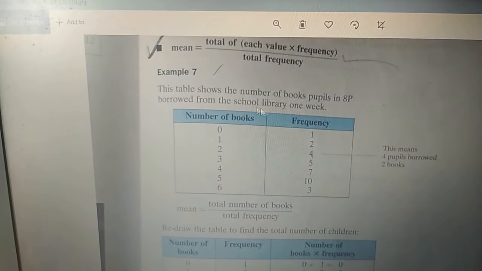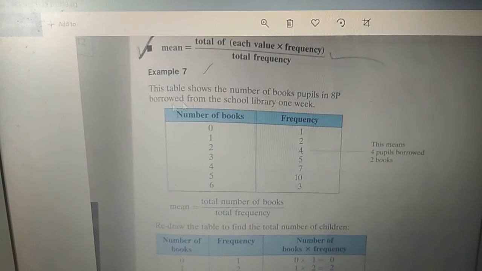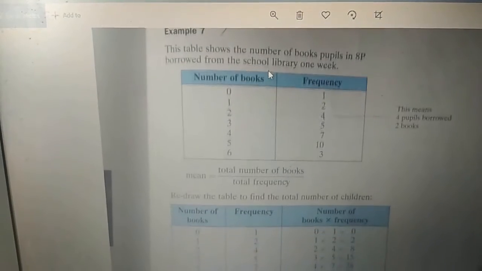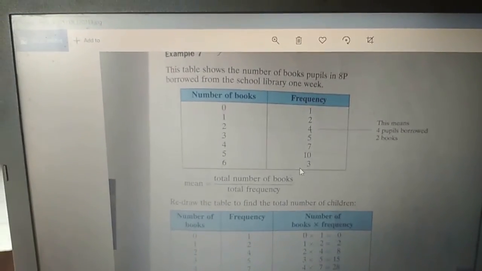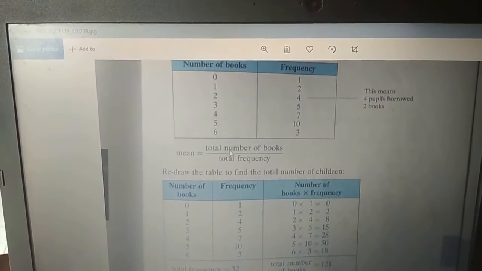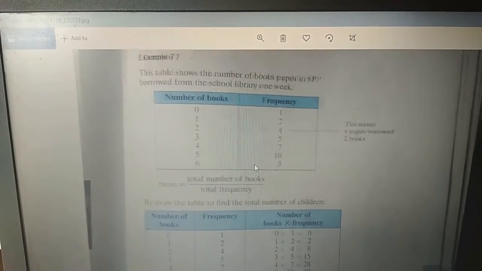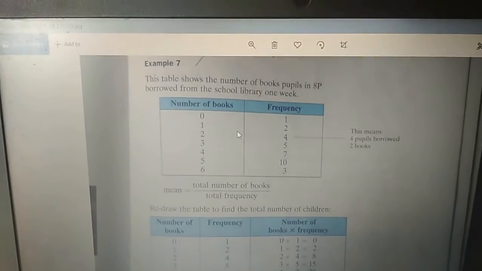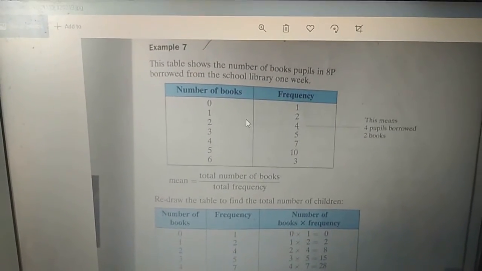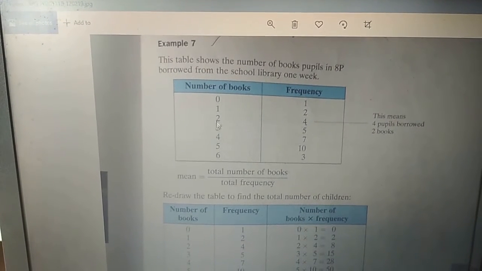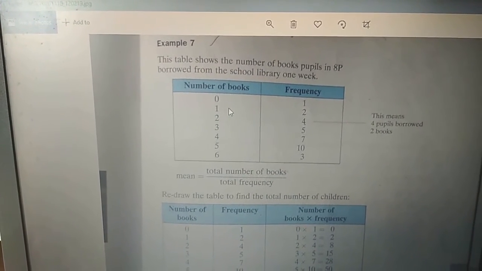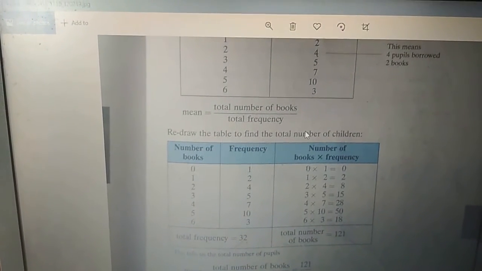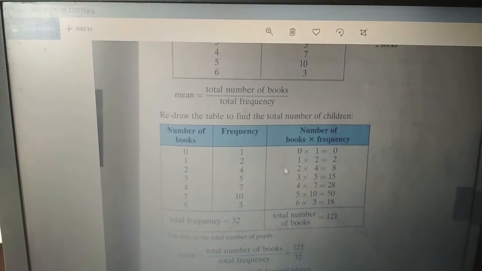This box is the question. According to the formula, mean means the total number of books divided by the total frequency. So we just need to calculate how many books we have in total, add all the numbers of books together, and divide by the frequency. It's very simple. Let's start the calculations.